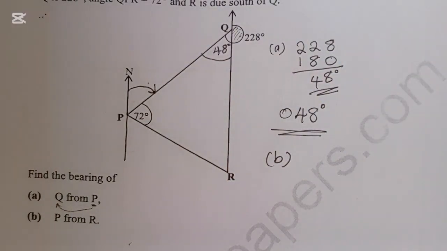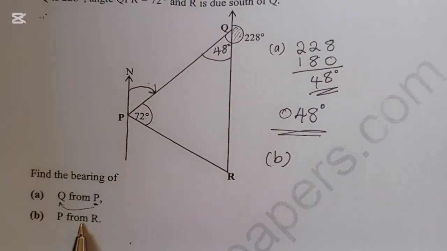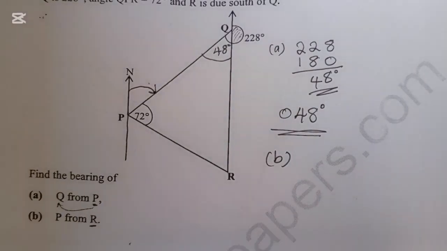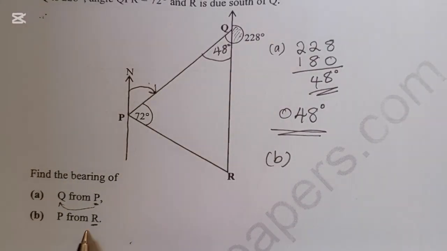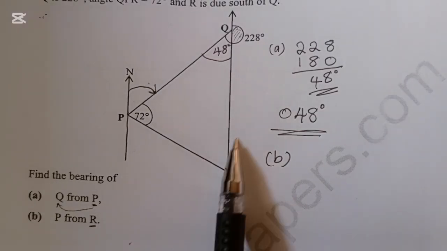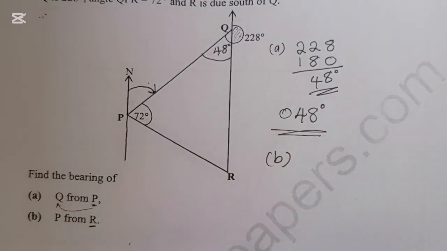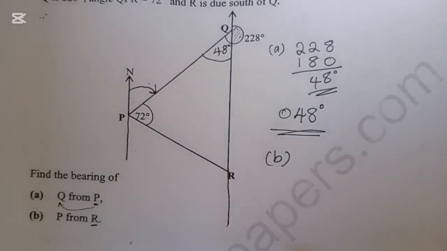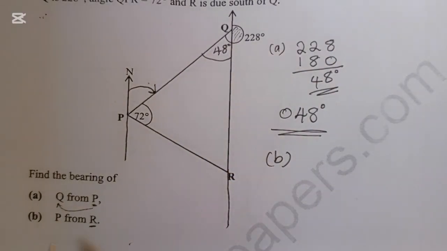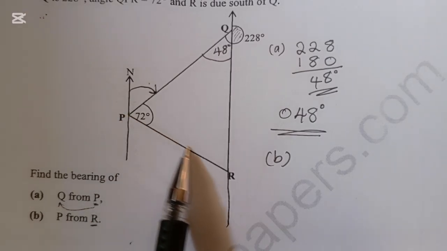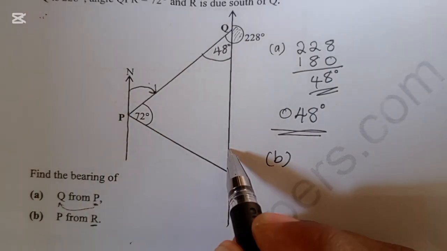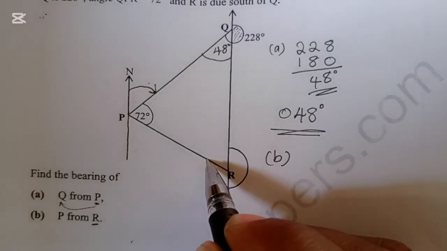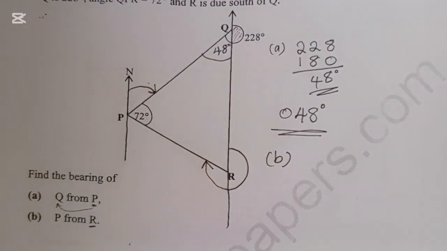So part B, find the bearing of P from R. So go on the last letter, which is R. So we're going to draw a true north on R. But in this case, a true north is already there. So I'll just extend it like this. Then I'll move from R to P. Where is P? So this is P. So this is line P. So I'll move from here up to P. So this is the angle that we are looking for.